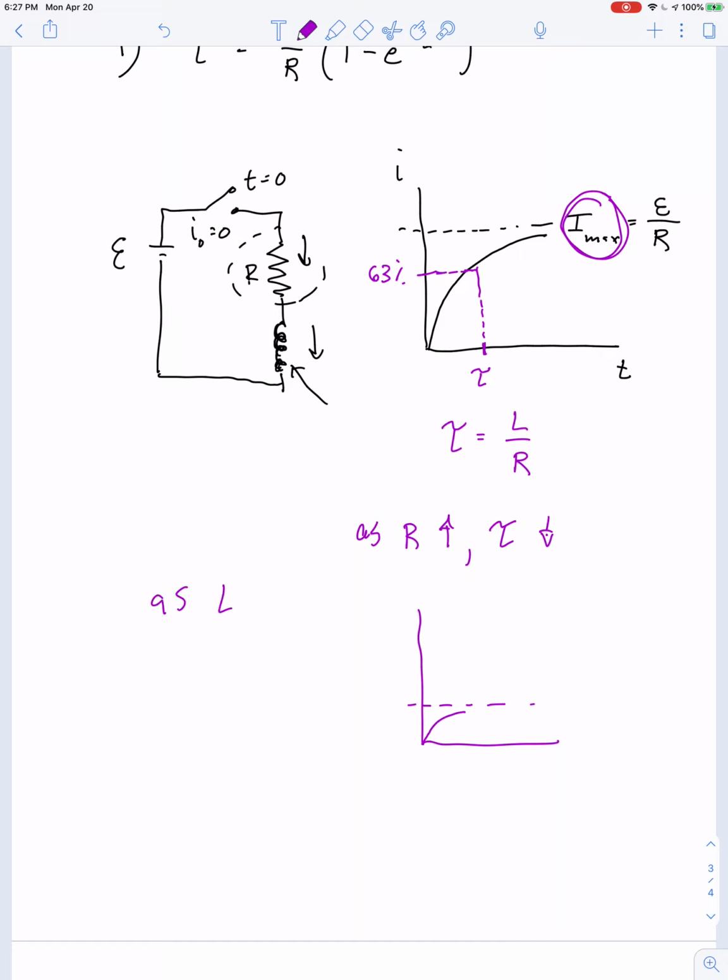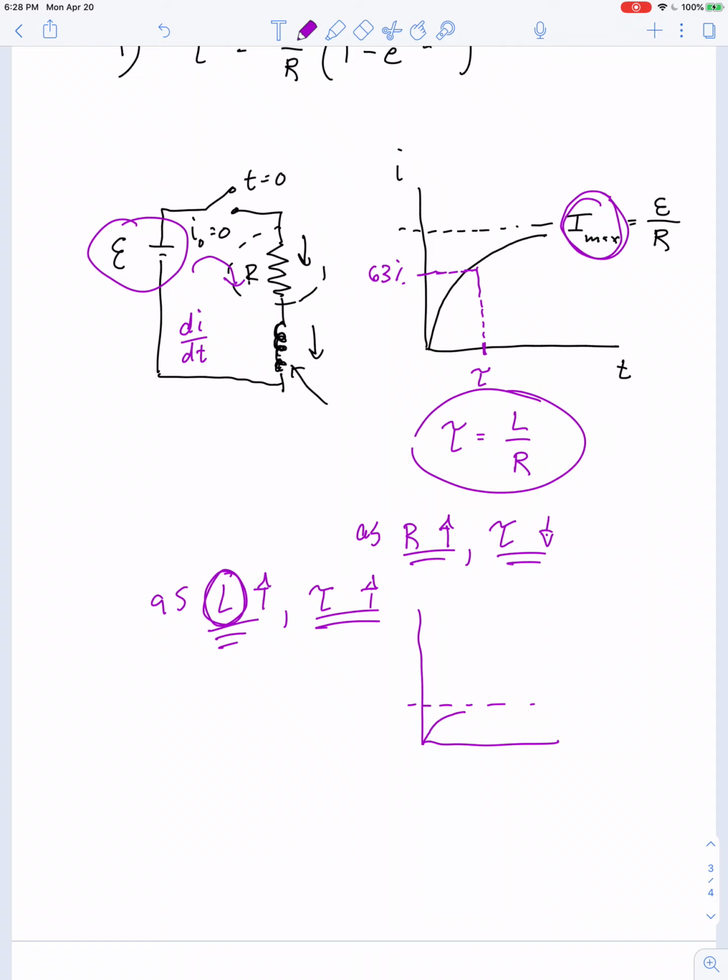However, as the inductance goes up, the time constant also goes up. Inductance is electrical inertia. So with a greater inductance, there's a larger back EMF that competes with the external voltage source to try to fight with the growth in current, that tries to limit the value of not I, but the value of dI/dt. So as inductance goes up, tau goes up. As resistance goes up, tau goes down. And so there's our expression for time constant.